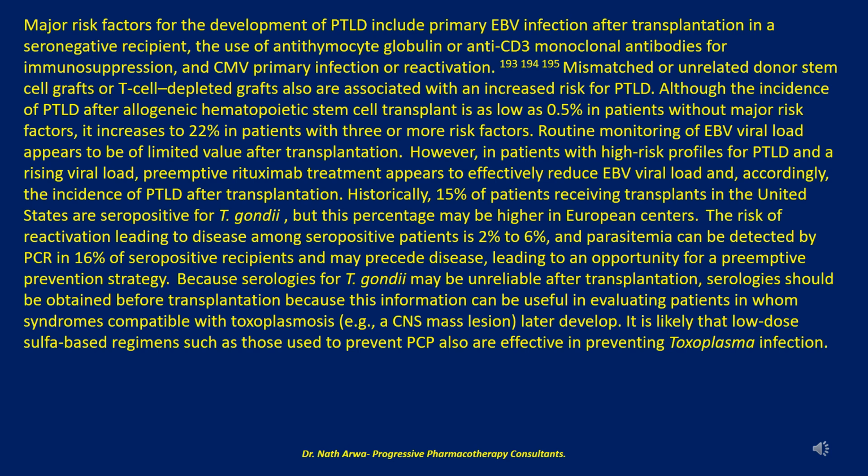Because serologies for Toxoplasma gondii may be unreliable after transplantation, serologies should be obtained before transplantation because this information can be useful in evaluating patients in whom syndromes compatible with toxoplasmosis, e.g., a CNS mass lesion, later develop. It is likely that low-dose sulfur-based regimens such as those used to prevent PCP also are effective in preventing toxoplasma infection.